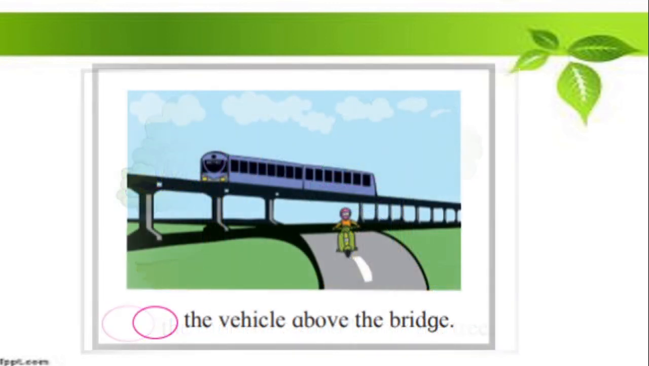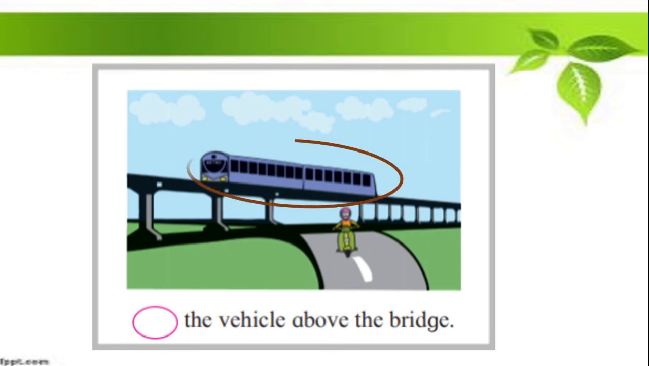Next one is circle the vehicle above the bridge. This is a long bridge, isn't it? And you can see two vehicles. This is a scooter and this is train. Now the question is circle the vehicle above the bridge. Above, ऊपर, isn't it? Bridge के ऊपर. What is there? Train is moving. So we will circle the train. Am I right, children?